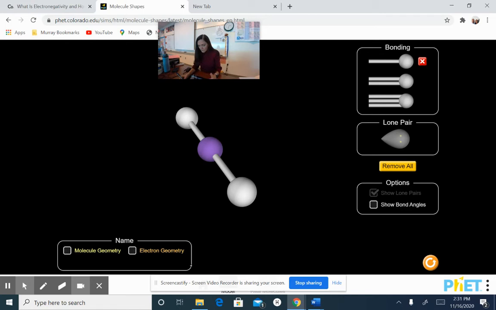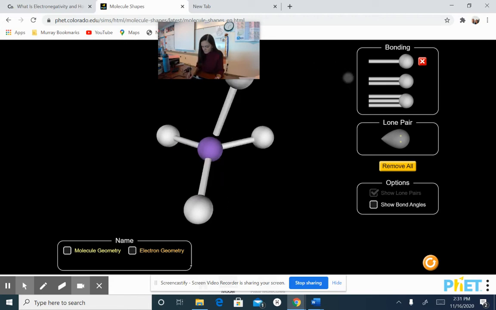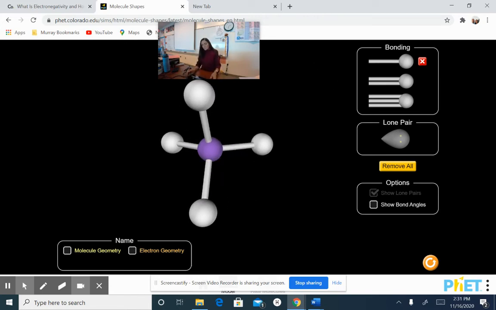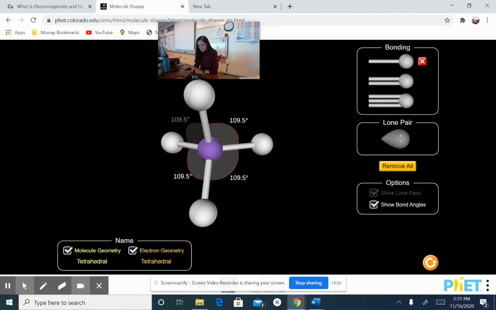So right now I have 2 bonding areas. I want to put in another one. So I'm going to add in another one, and I'm going to add in another one. Okay. Now the thing that we really need to see for this, we want to see the molecular geometry. So you're going to want to click that. And we also want to see the electron geometry. Okay. We also want to see the bond angles. So you're going to need all 3 of those clicked: the molecular geometry, the electron geometry, and the bond angles. All of those need to be clicked.